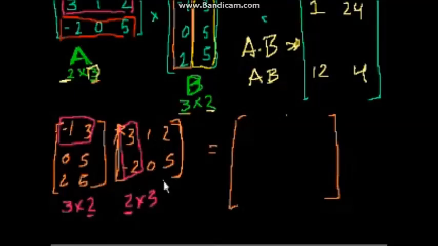And maybe you want to pause it and try it yourself. So it's this row times this column. So minus 1 times 3. It's minus 3. So this is minus 3. And this 3 times minus 2 is minus 6. And then it's going to be this row times this column.